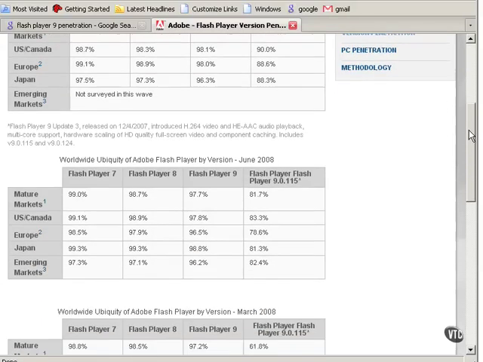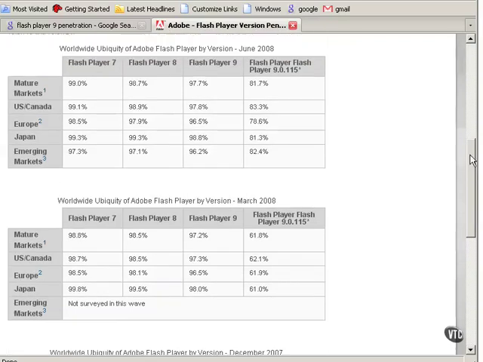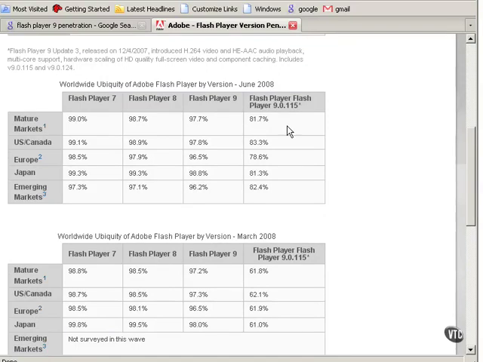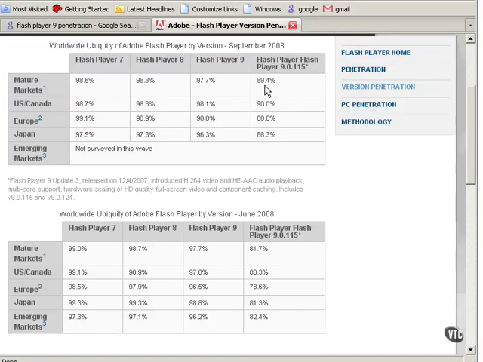So here are some statistics about general player penetration. In March 2008, the highest version of the Flash 9 player was only about 62%. By June, almost 82%. And by September, 90%. So that's a very fast adoption rate. And for the lower version of the Flash 9 player, just Flash Player 9.0, we have 98% by September, and it was basically the same in June as well.